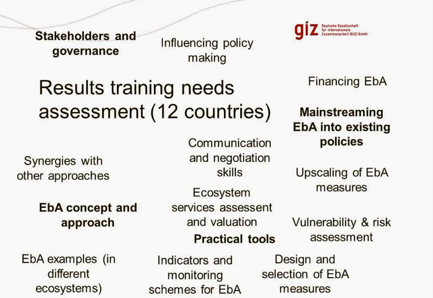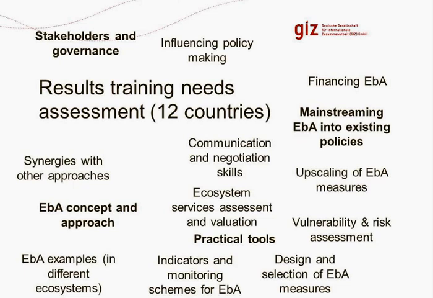So in terms of results, one area was a general understanding of the EBA concept and approach, also clarifying synergies with other approaches. In the beginning, we talked about eco-disaster risk management, but also other approaches like landscape management, the ecosystem services approach, integrated resource management, and so on. A second area, which I think showed the biggest demand, was practical tools. For example, we talked about vulnerability and risk assessment, but also monitoring and suitable indicators for ecosystem-based adaptation.